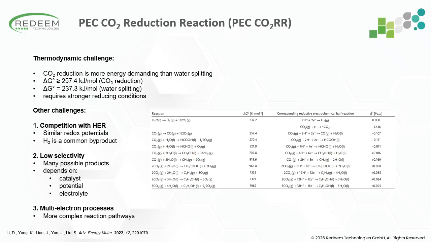So first, it directly competes with hydrogen evolution because both occur at around similar potential, making hydrogen a common byproduct. But secondly, the selectivity also becomes a major challenge. Depending on the catalyst and applied potential and also the electrolyte, CO2 can be converted into many different products ranging from CO to formate to even multi-carbon products.